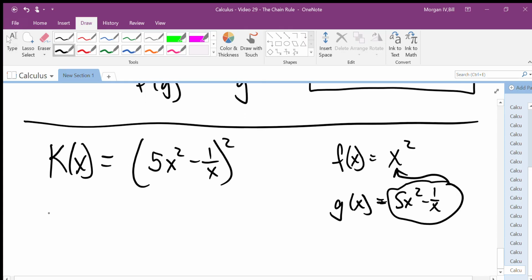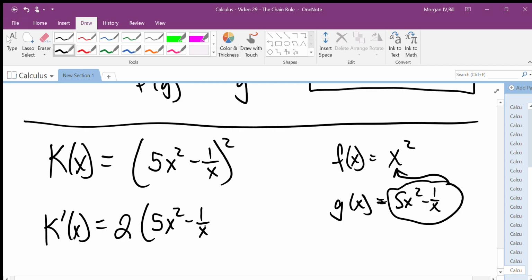So when I do k prime of x, derivative of the outside function, the 2 comes down, and then it's whatever I have on the inside to the power of 1. That part doesn't change. Times, now we're going to multiply it by the derivative of the inside. And the derivative of 5x squared is 10x minus, let me pause, I probably should have done this a minute ago.